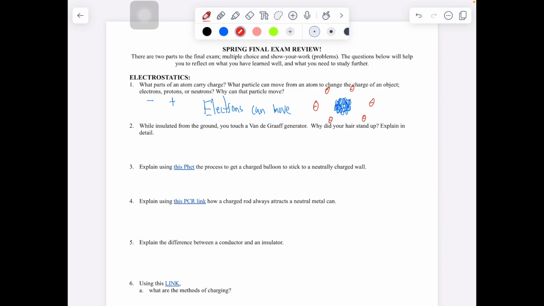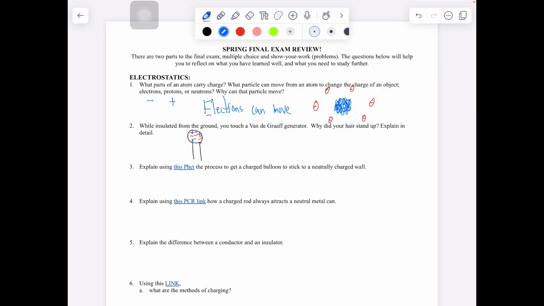Explain in detail. Okay, so when we first turn on a Van de Graaff generator, we are saying that that Van de Graaff generator is bringing all of the negative charges to the top. So if we draw out a little Van de Graaff generator right up here, it is essentially depositing a bunch of negatives up here. There's still positives. It's just that since there's extra negatives, it becomes negatively charged.